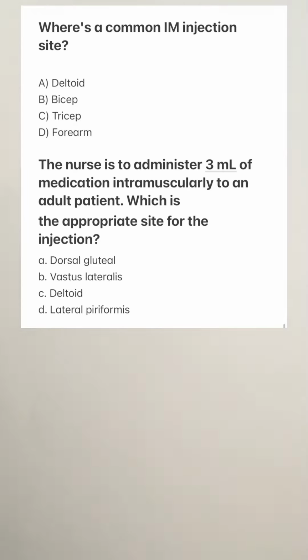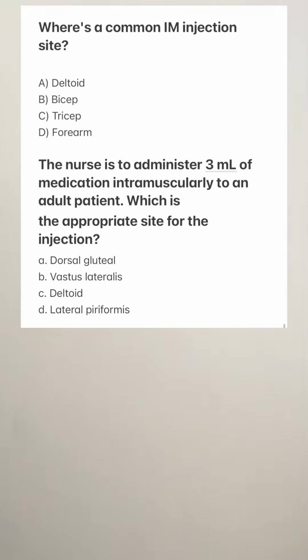Let's practice some intramuscular injection site questions. During your NCLEX exam, you will see this kind of problem where they will ask you either the location or they will give you the image and ask you the correct location. So if you know the answer, we're going to practice 6 questions. Let's see if you're able to find the right answer.